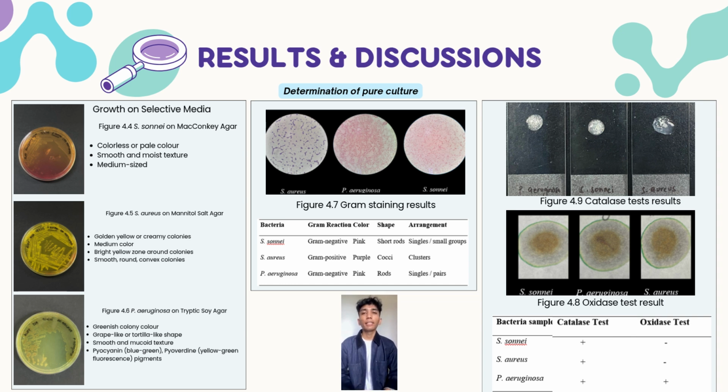S. sonnei appeared as pale colonies on MacConkey agar, S. aureus formed golden colonies on MSA, and P. aeruginosa showed a greenish color on TSA, which is typical for this species. Gram staining showed S. sonnei and P. aeruginosa as Gram-negative rods, while S. aureus appeared as Gram-positive cocci in clusters.